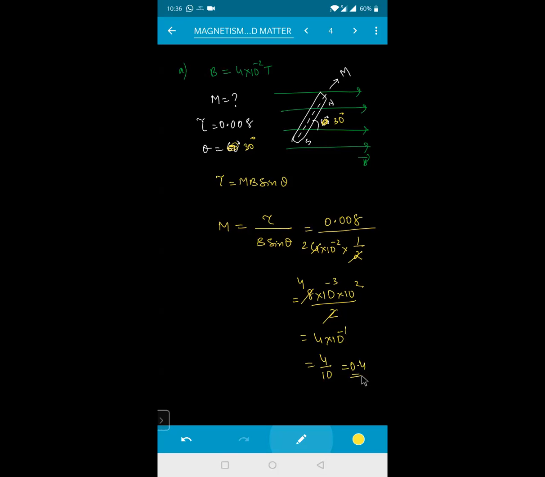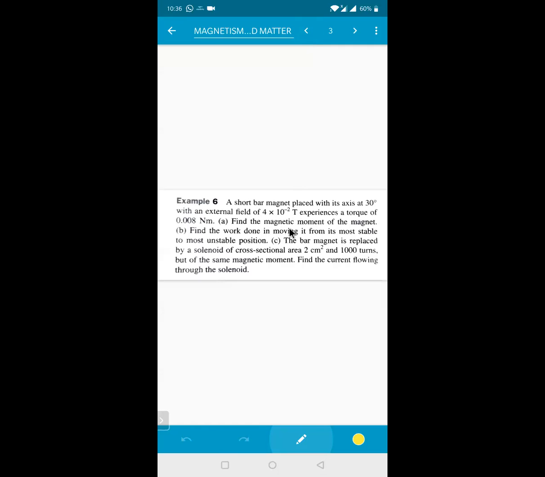Clear? What is the next question asking in this one only, beta? Magnetic moment is given. Find the work done in moving it from its most stable position to its most unstable position.